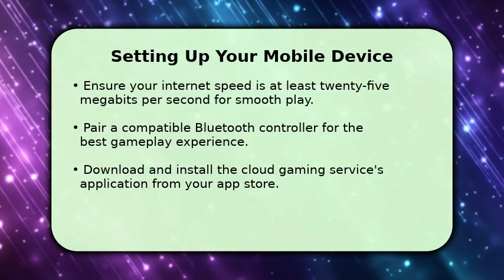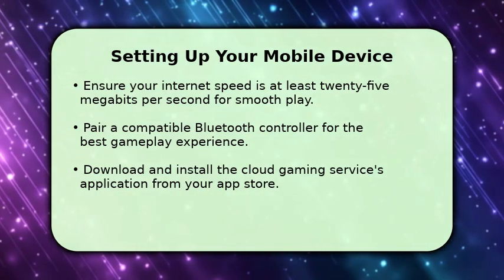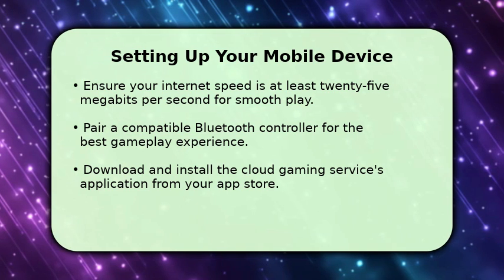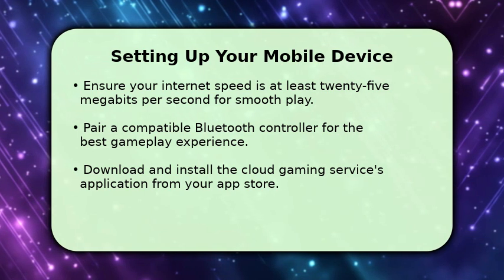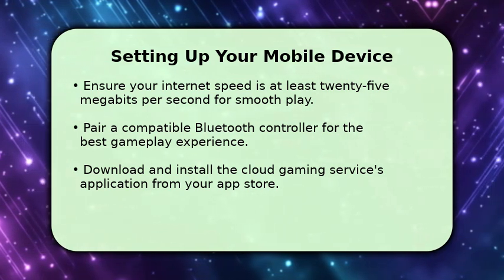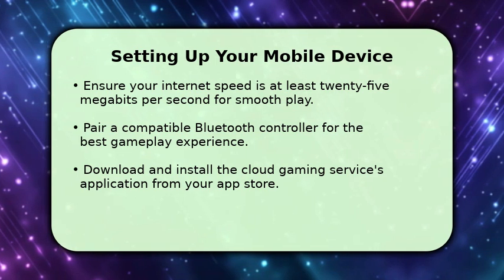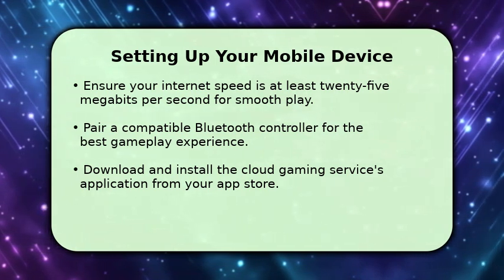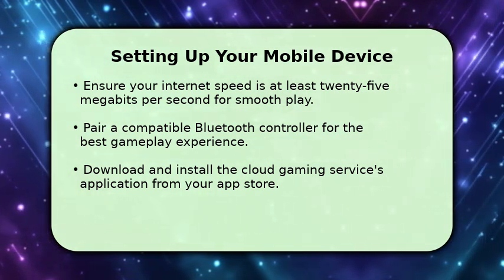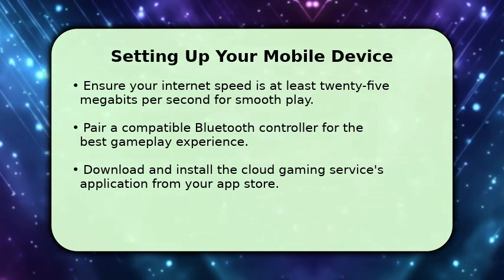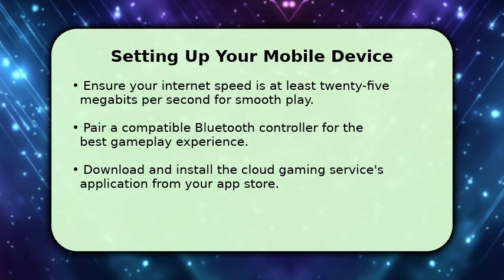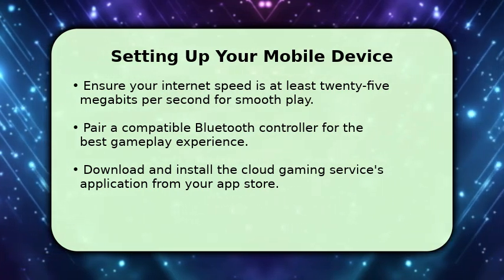Setting up your Android device is straightforward. First, ensure your internet speed is robust, ideally at least 25 megabits per second, for a seamless experience. Next, pair a compatible Bluetooth controller. This is crucial for comfortable and precise gameplay. Finally, download and install the Cloud Gaming Services application from your device's App Store. Once installed, you are almost ready to embark on your interstellar journey.